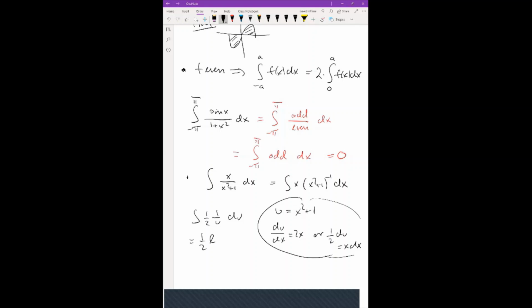So it's 1/2 the logarithm of u plus a constant, which is 1/2 the logarithm of x squared plus 1 plus a constant. But you can also drop the absolute value sign, because x squared plus 1 is always positive.